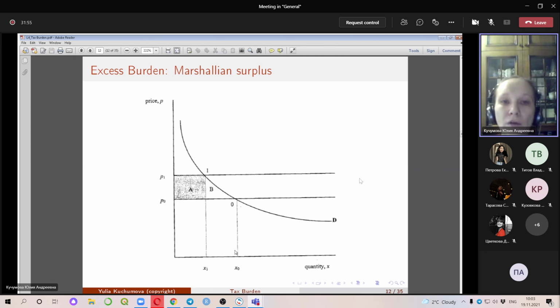Here is a figure that illustrates the story. We have the demand curve indicated by the letter D, and the initial supply curve corresponds to the flat line at P0. An introduction of a tax moves up the supply, and it now goes at P1. So what happens to consumer surplus? First of all, the equilibrium moves from point 0 to point 1, and as a result, the consumer surplus changes to the area denoted here by the letters A plus B, a rectangle plus a triangle.